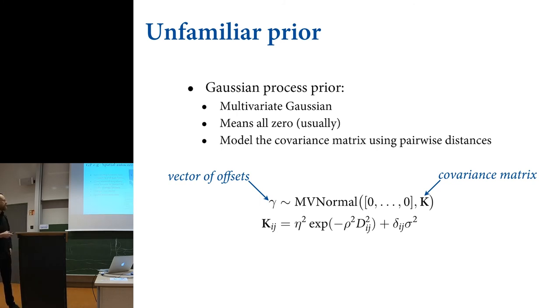Let me go back. 1, 2, 3, 4, 5, 6, 7, 8, 9, 10. Right? So this is a 10 by 10 multivariate normal distribution. Means are all zeros because we're going to do these as offsets. The average is taken care of in the linear model. These are offsets. And then there's a covariance matrix K, which is a 10 by 10 covariance matrix.